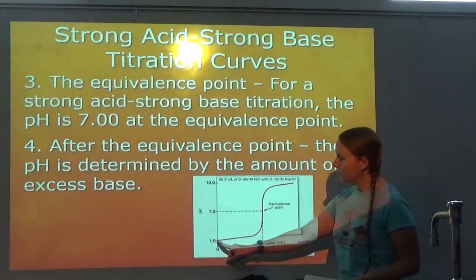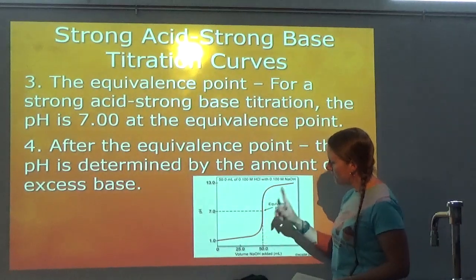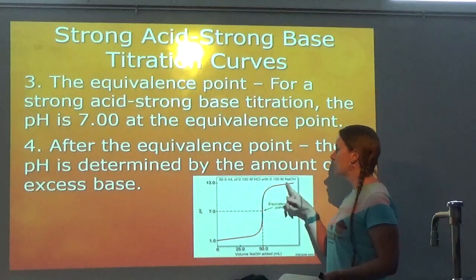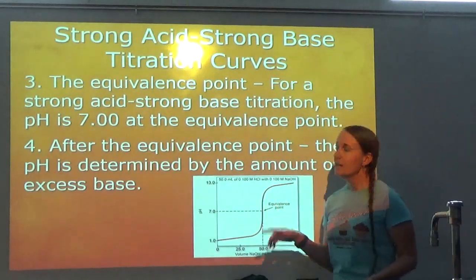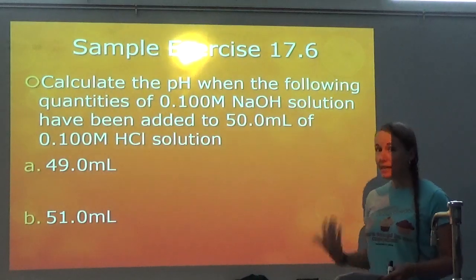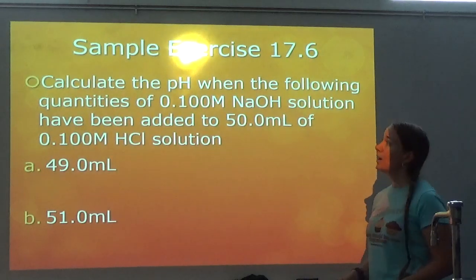So they could ask you the initial, they could ask you somewhere between initial and equivalence, they can ask you equivalence, which for strong is just 7, or they can ask you anywhere after the equivalence. Alright, so let's look at some math together. The math is going to be excessive and long. I apologize, but I will try to make it as fast as possible.